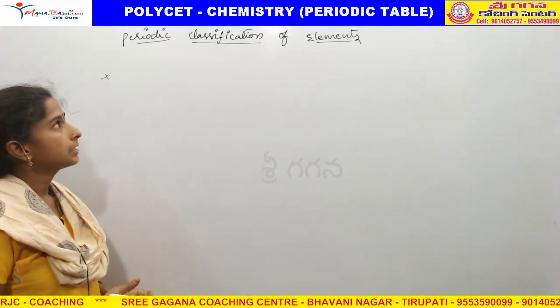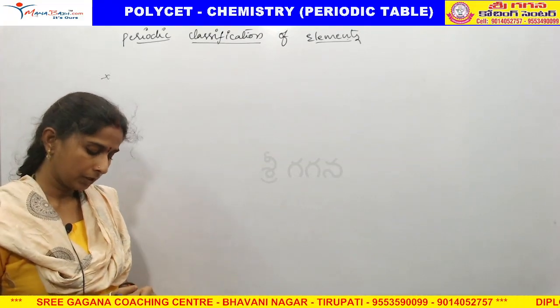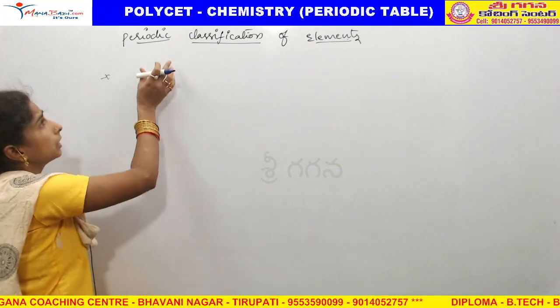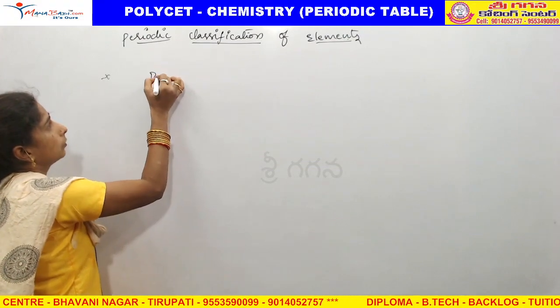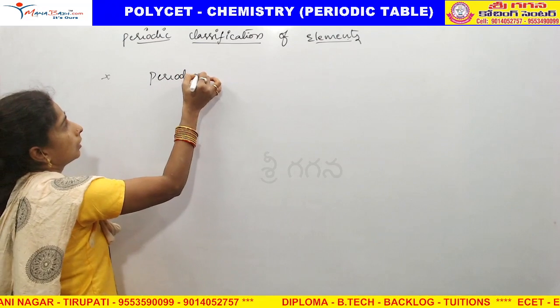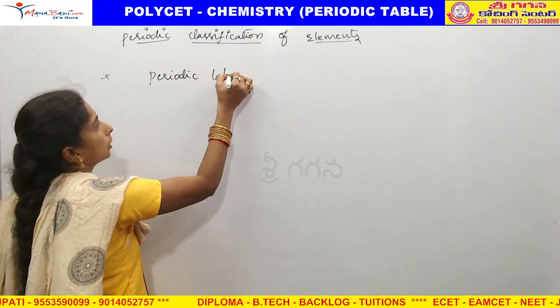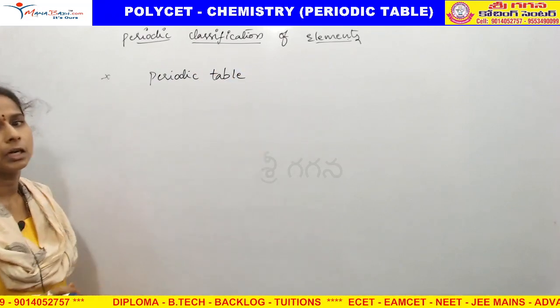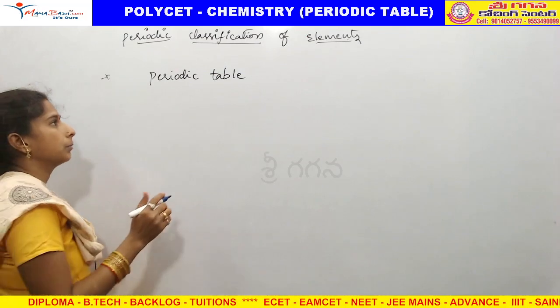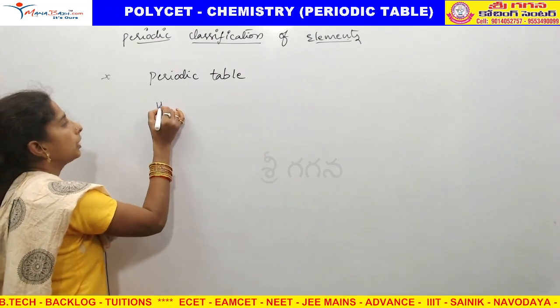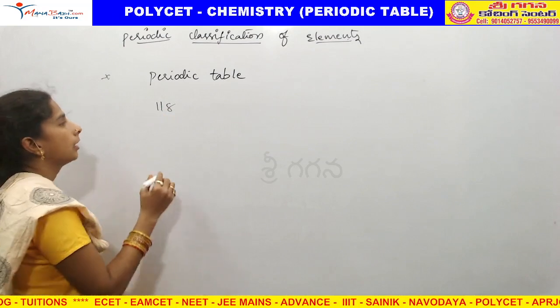Today our topic is periodic classification of elements. What is periodic? A periodic table. We have one well-known table that we call the periodic table. What is meant by periodic table? Periodic table means we have 118 elements.